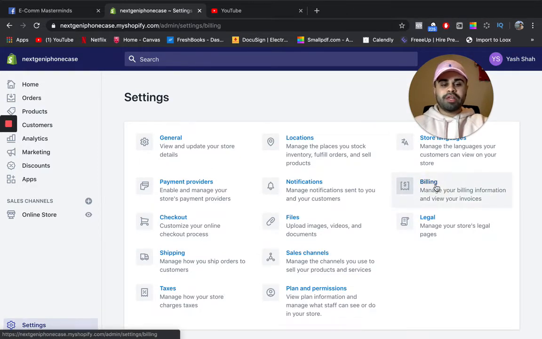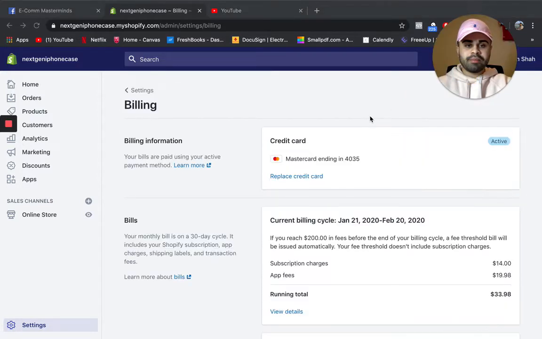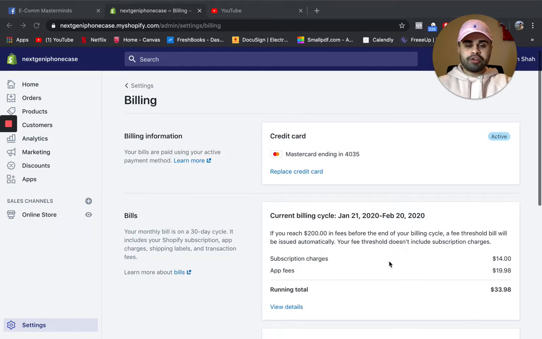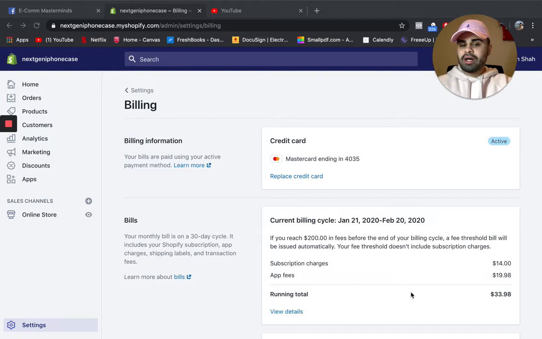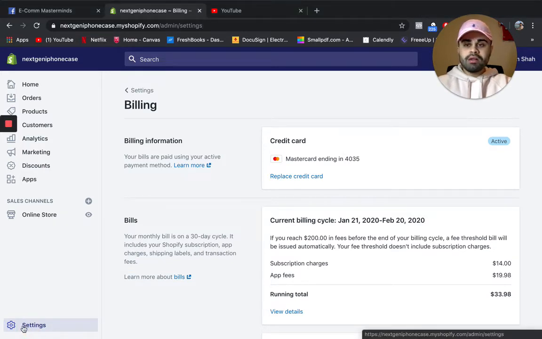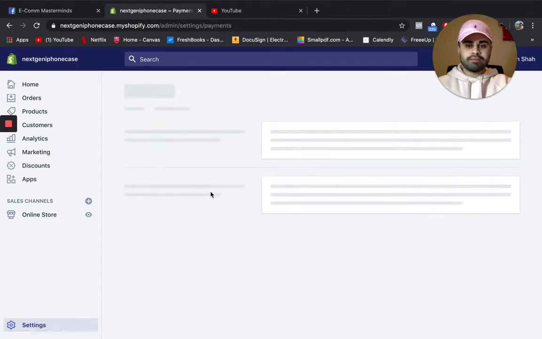What you want to do after is go to billing. Let me just move myself up here, guys. Obviously, you want to connect your credit card. You want to make sure your billing cycle and everything is up to par, and that's literally about it. You can use a credit card or a debit card. In this case, I am using a debit card. That's just personal preference. The next thing you want to do, guys, is go to payment providers.